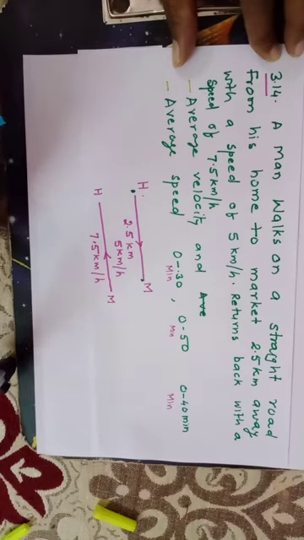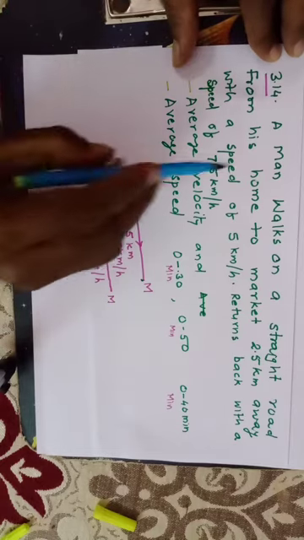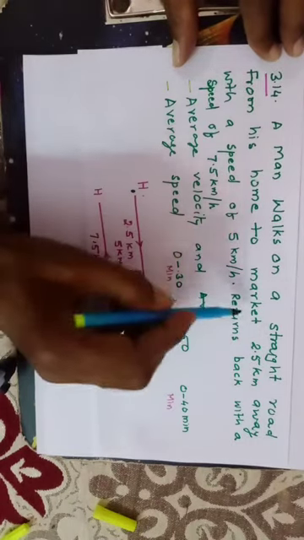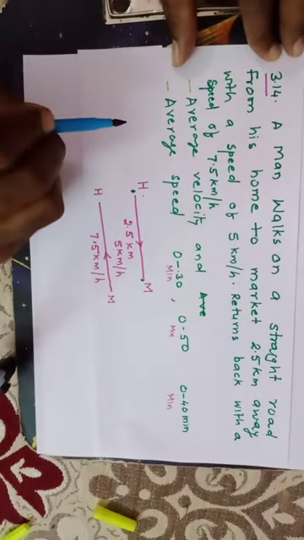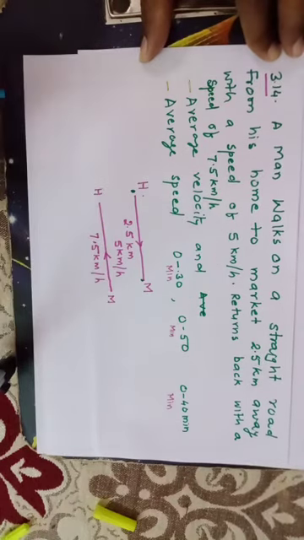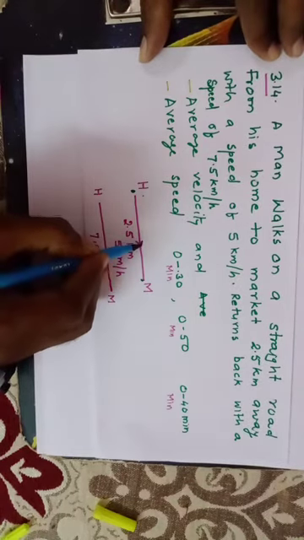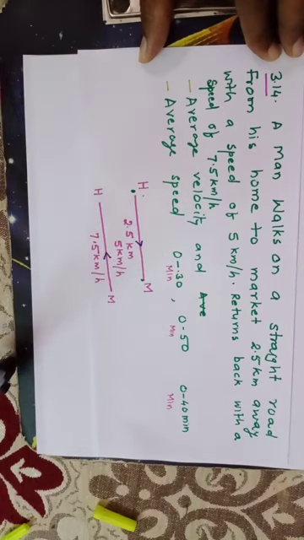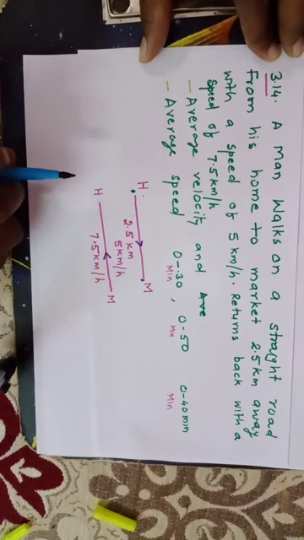Today we will discuss NCERT question 3.14. A man walks on a straight road from his home to market 2.5 km away with a speed of 5 km per hour and returns back from market to home with a velocity of 7.5 km per hour.